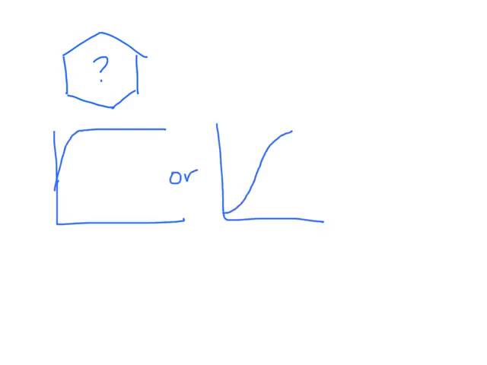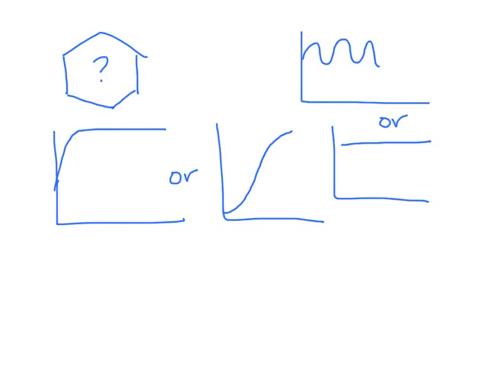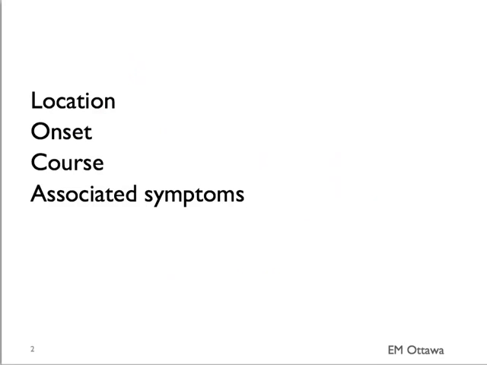There are 4 elements we want to know about: where it is, what the onset of the pain was, the course of the pain, and other associated symptoms besides the pain. From these 4 elements, we will try to piece together the diagnosis we should be working towards. Let's see how we can approach each of these 4 elements.